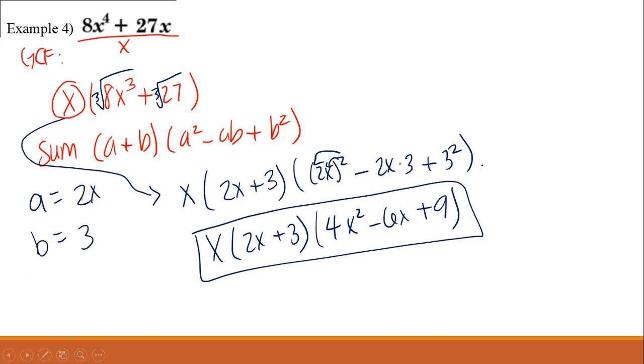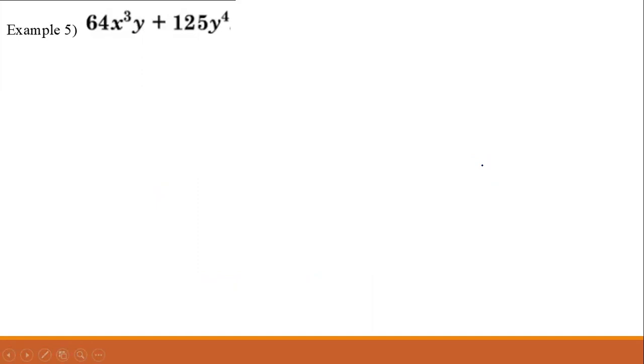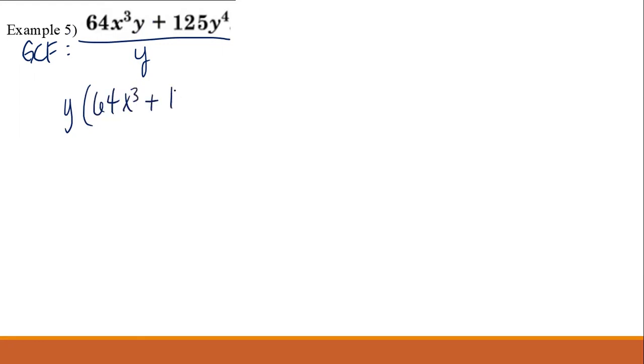All right. Okay. Now, what if you have multiple variables? Does it change anything? The answer is no, it does not. But the first thing we should check for is what? GCF. And is there GCF? Yes, there's a y in each term. So we're going to factor out the y first, and we're left with 64x cubed plus 125y cubed.